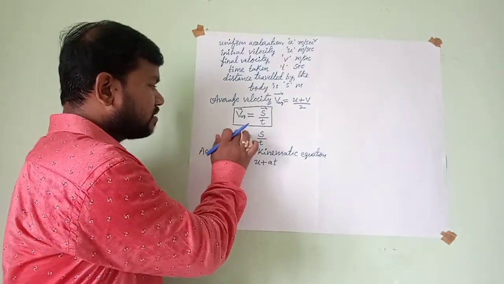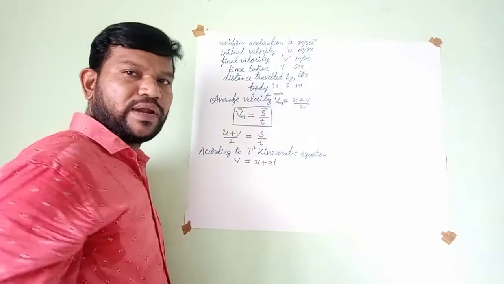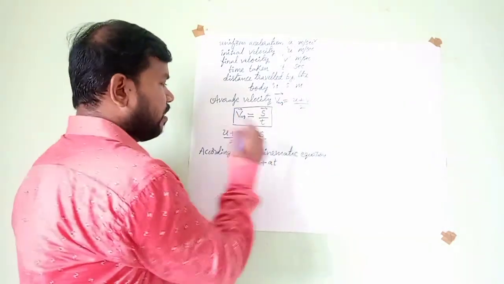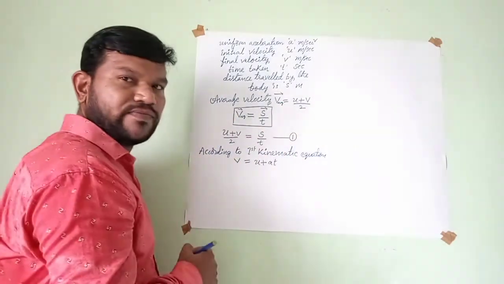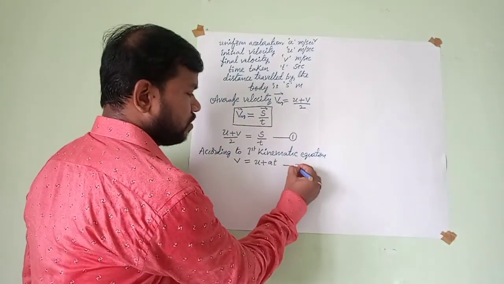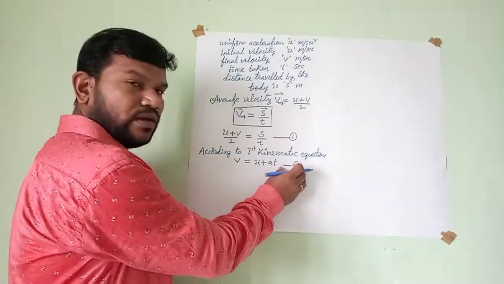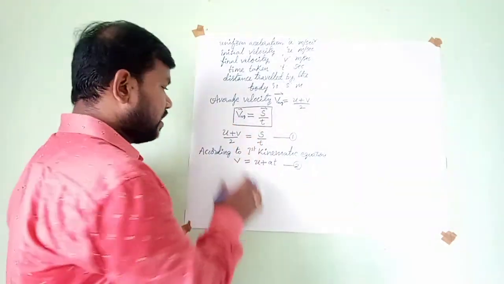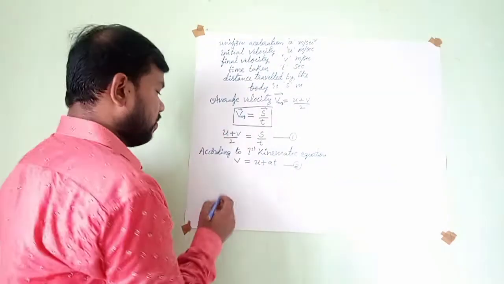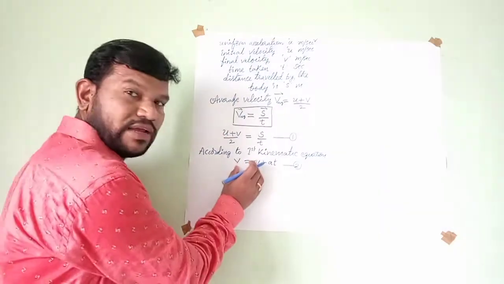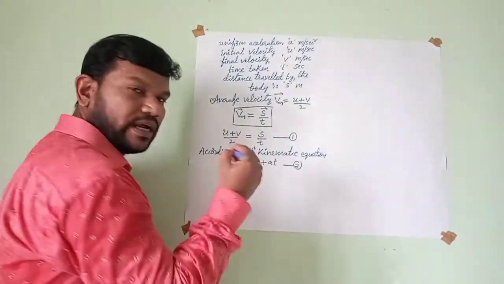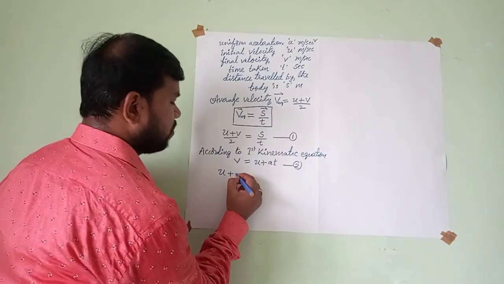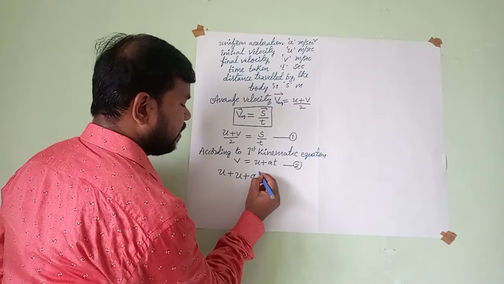So U plus V, instead of V what we have to write? U plus AT. Remember students, I am substituting this final velocity in this equation, the first equation. So substituting the final velocity value in the first equation, please write down U plus, instead of V, U plus AT.